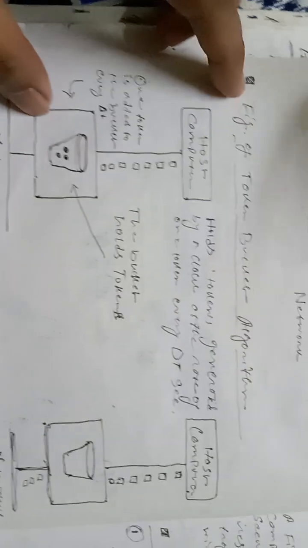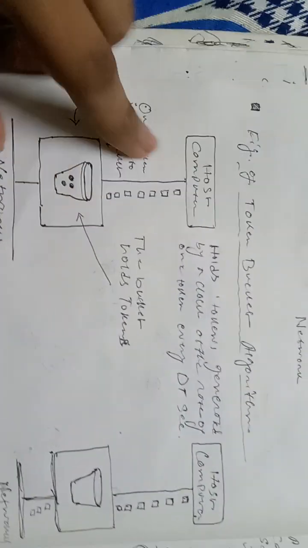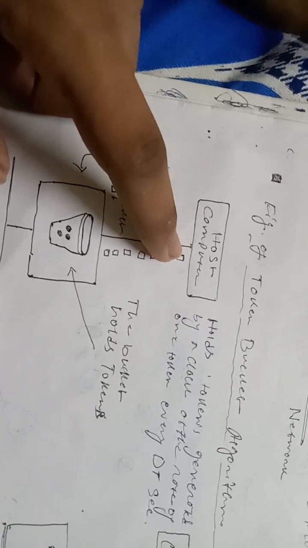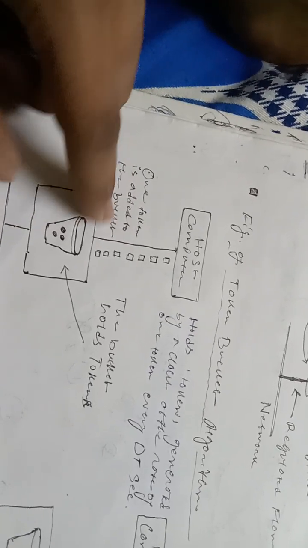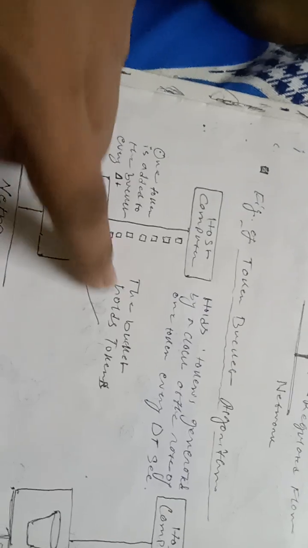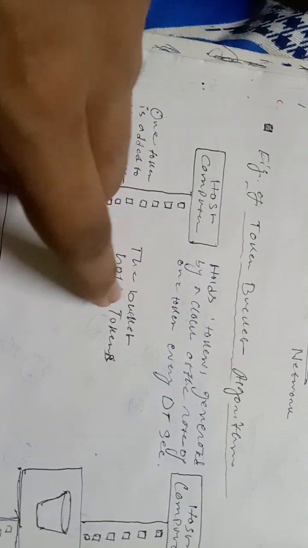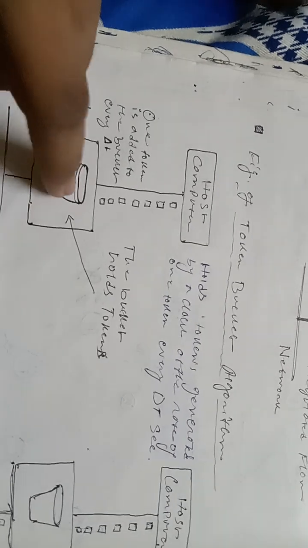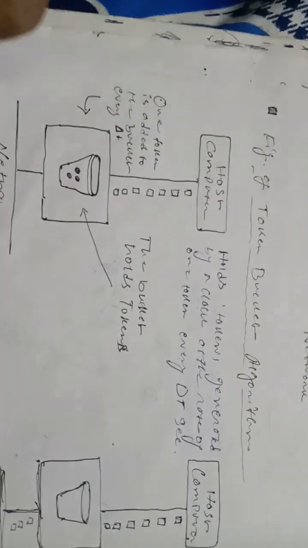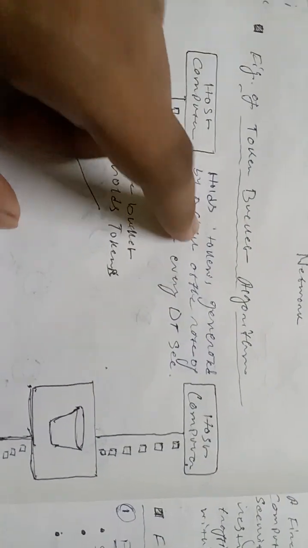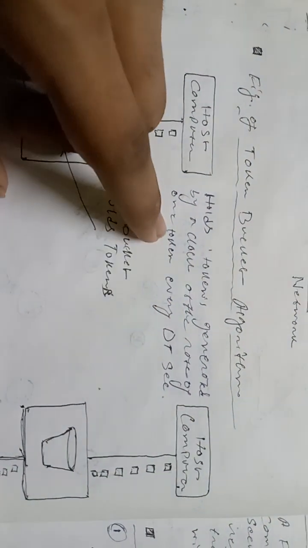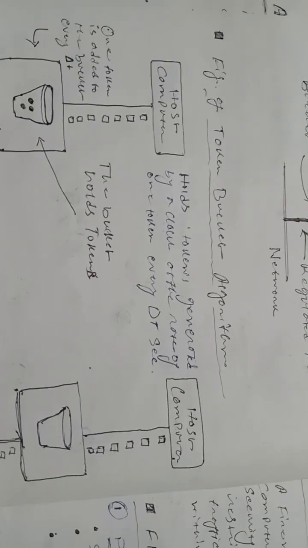So let's see the figure of the token bucket algorithm. This is network A and this is network B. In the case of the token bucket algorithm, we have a host computer here, and data is coming in the form of tokens to the bucket. One token is added to the bucket every delta unit. The bucket holds the tokens. You can see there are tokens in the bucket, and this is the network. In another way, it holds tokens generated by a clock at a rate of one token every delta second, just like I said.